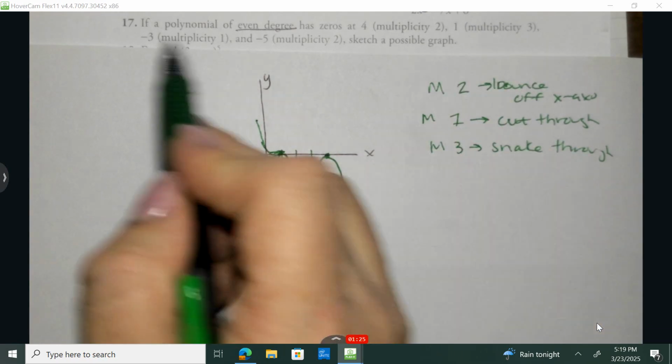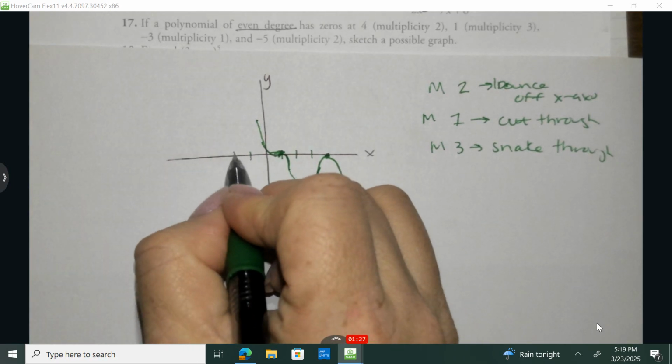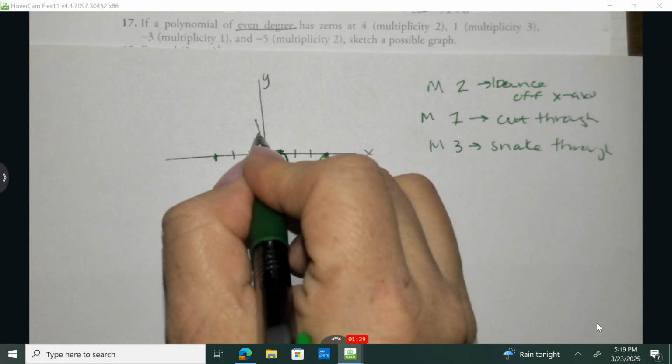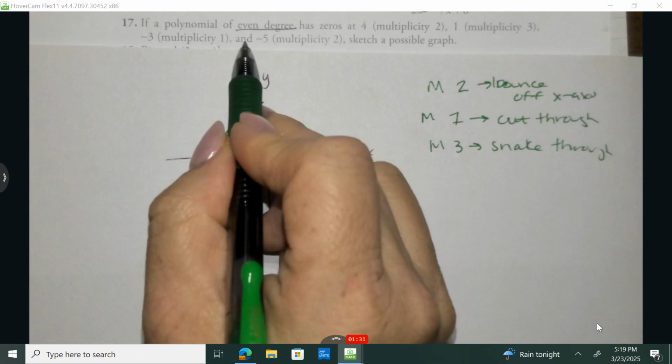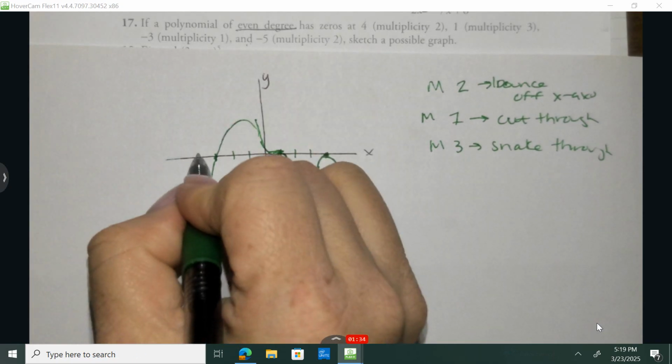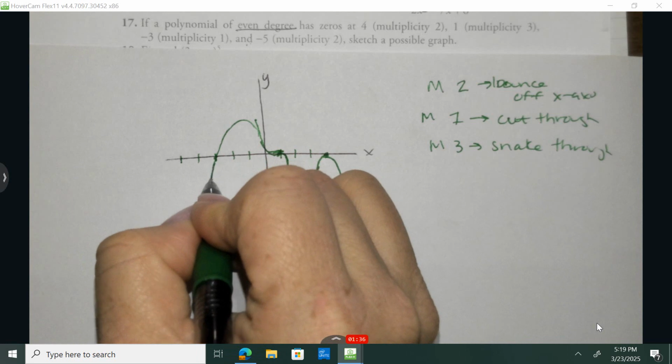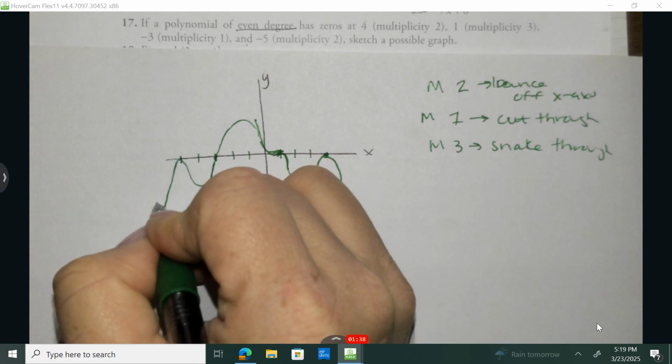Okay. Next, we're going to go to negative 3. 1, 2, 3. It has a multiplicity of 1, which means it's just going to straight cut through at that point. And then at negative 5, it has a multiplicity of 2. So here's negative 5, multiplicity of 2, which means it's going to bounce off and go back the way it came.